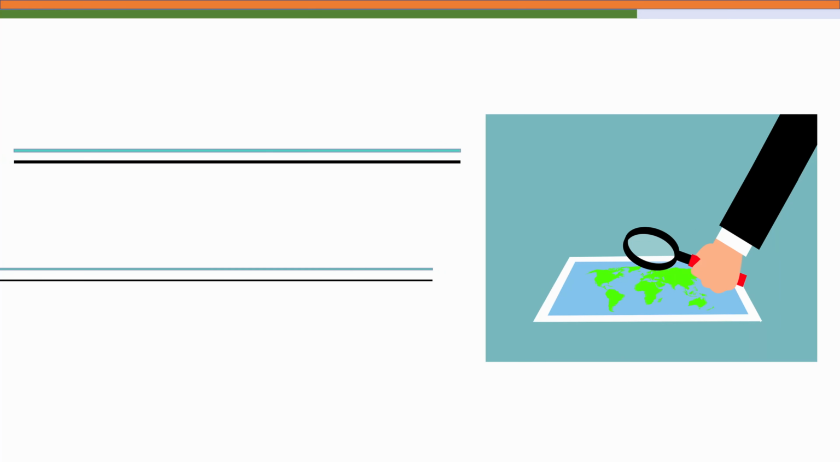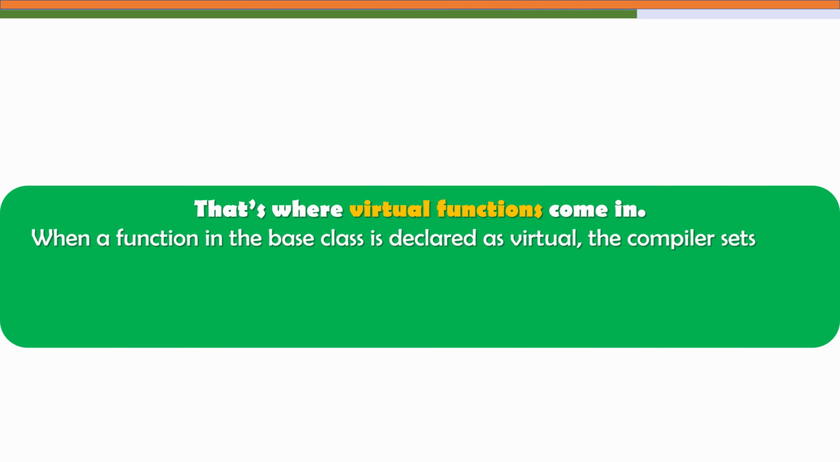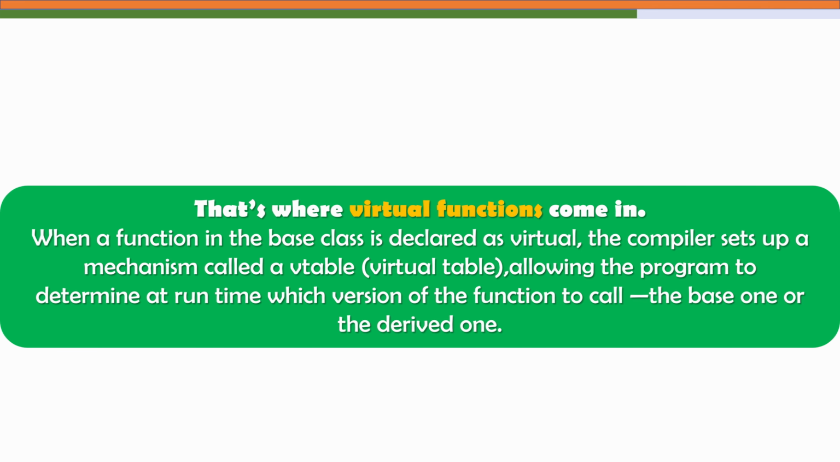So how do we fix this? We want the function that is called to depend on the actual object in memory, not just the pointer type. That is where virtual functions come in. When a function in a base class is declared as virtual, the compiler sets up a mechanism called a vtable, or virtual table, allowing the program to determine at runtime which version of the function to call, either the base one or the derived one. This is the essence of dynamic binding, or runtime polymorphism.